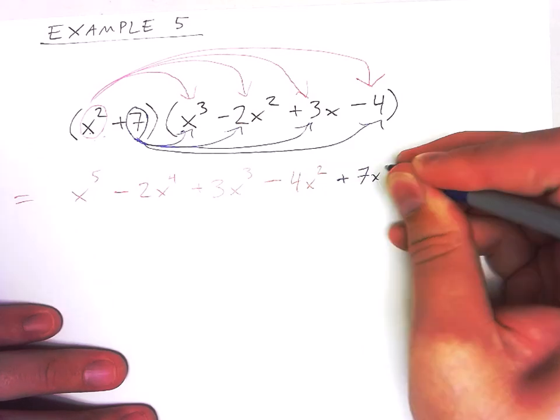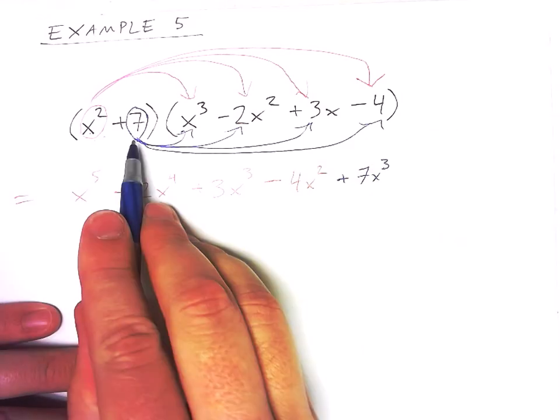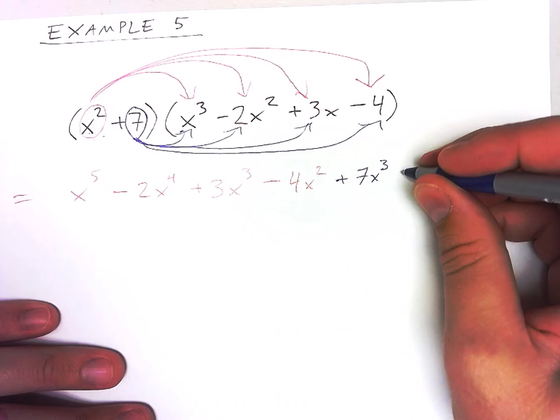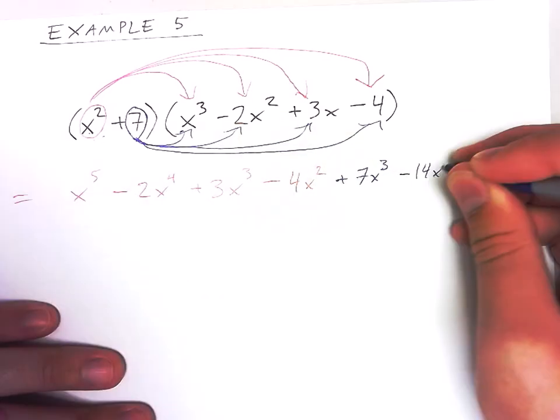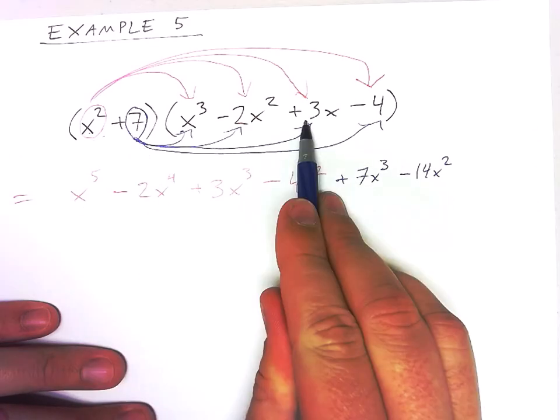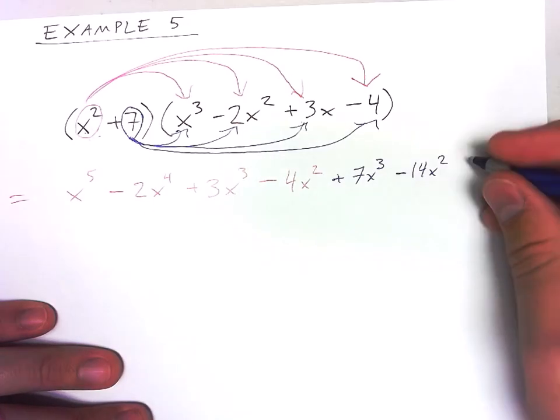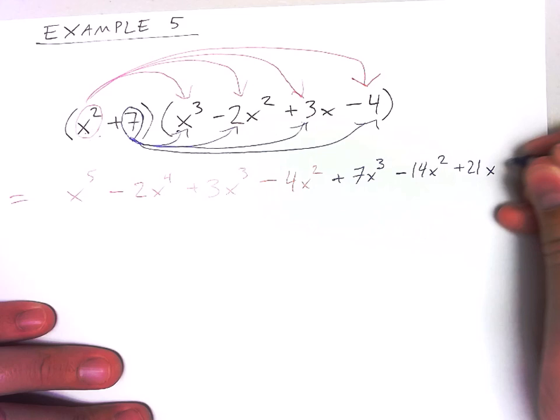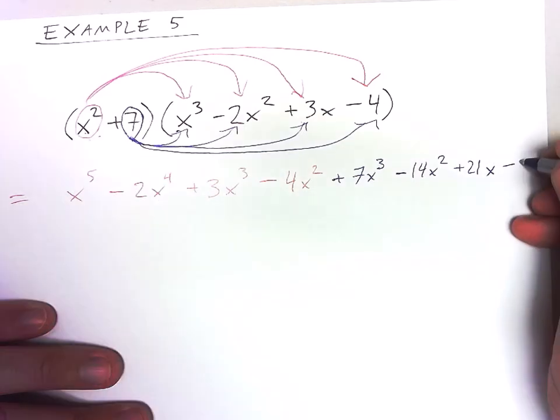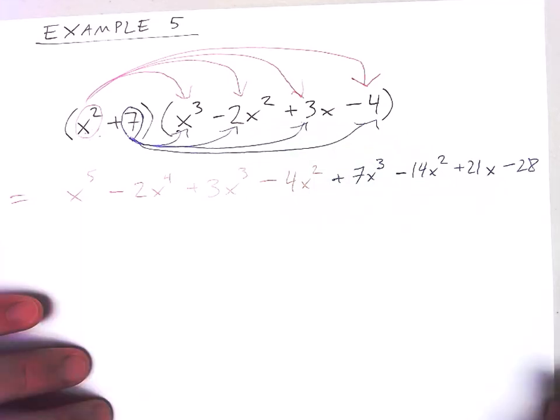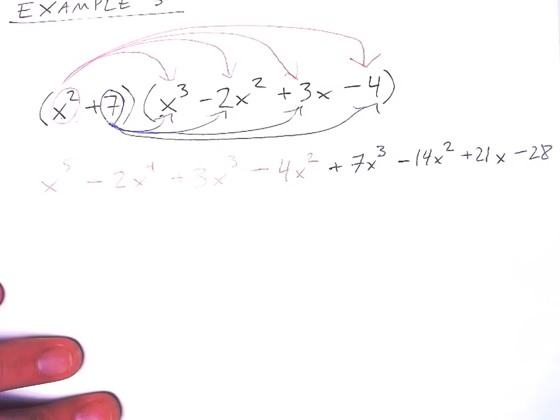Okay, and then 7 times x cubed would be 7x cubed. 7 times negative 2x squared will be minus 14x squared. 7 times 3x would be 21x. And 7 times negative 4 will be minus 28.